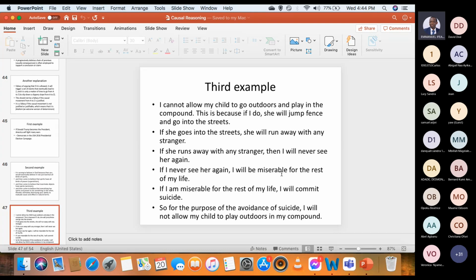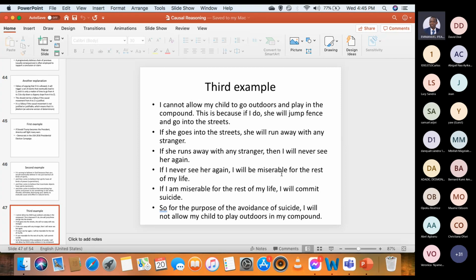Then the third example: I cannot allow my child to go outdoors and play in the compound. This is because if I do, she will jump the fence and run into the streets. If she runs into the streets, she will run away with a stranger. If she runs away with a stranger, then I'll never see her again. If I never see her again, I'll be miserable for the rest of my life. If I'm miserable for the rest of my life, I'll commit suicide. So for the purpose of the avoidance of suicide, I will not allow my child to play outdoors in my compound.